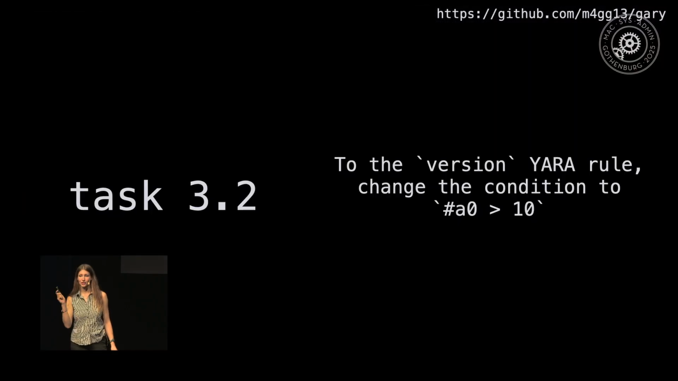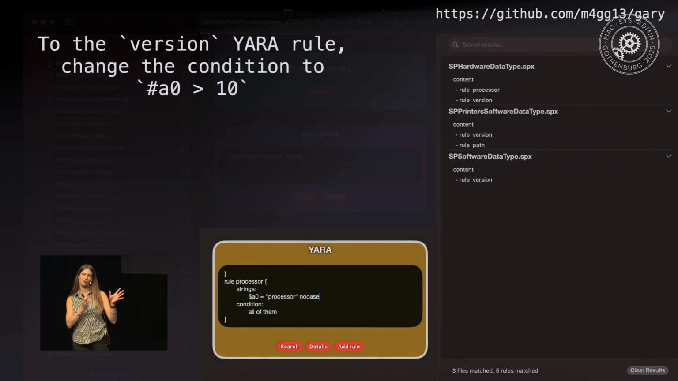And then for the version rule, we'll change the condition, finally, for one of them. And we'll say, since the version string is pretty common, let's only match on files that have the string version more than 10 times. So we assigned the string version to the $a0 variable. And using the pound symbol here, we'll say, now count it, and if it's above 10, then the rule will still match. So we'll just select that and say #a0, which is the label of the string, is greater than 10.